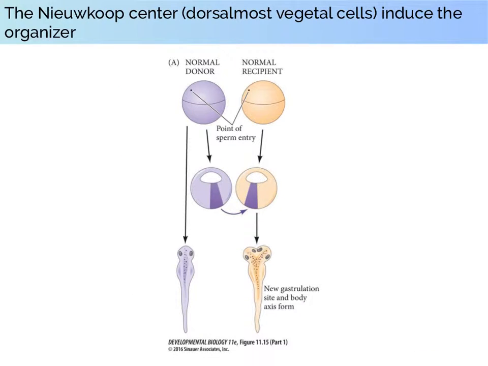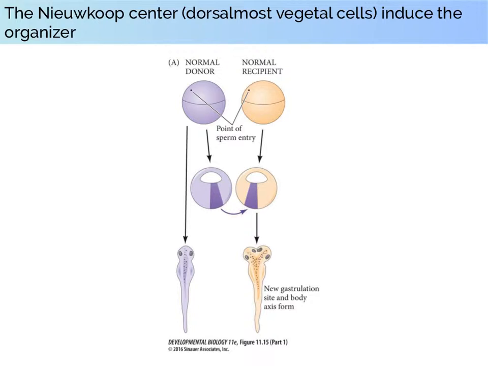Evidence for the function of the nucleus center in inducing the organizer came from transplantation experiments using African clawed frogs. Now, in these experiments, scientists took the dorsal-most vegetal blastomeres from one blastula and then transplanted those into the ventral vegetal side of a second blastula. When they did this, the resulting larva had two embryonic axes, which is what you're seeing here. So they had two heads, basically. And similarly, injecting cortical cytoplasm from the dorsal vegetal cells from one embryo into the ventral vegetal cell of a second embryo also led to the formation of a second axis.